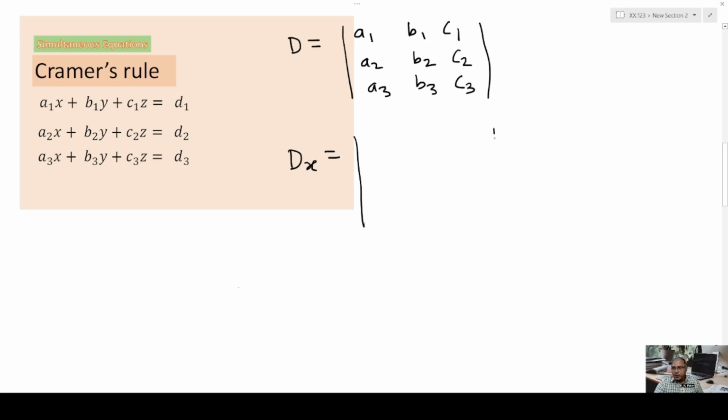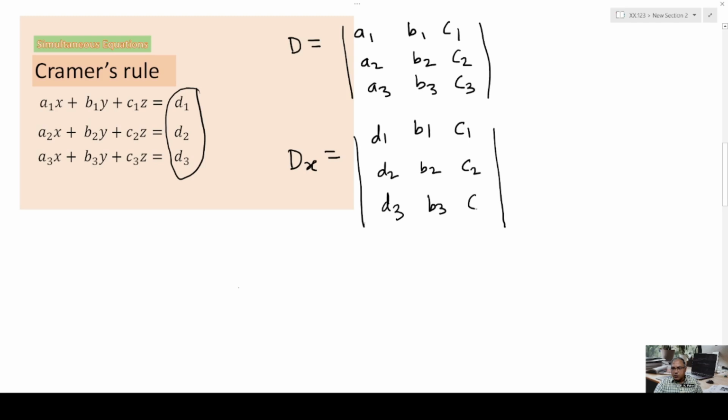So, how do we find dx? Dx is nothing but, in place of the first column, you are going to write d1, d2, d3. So dx is nothing but d1, d2 and d3. The first column is changing, but the second column remains the same as it is in D, and c1 also remains the same. So what is changing? Only the first column is changing.